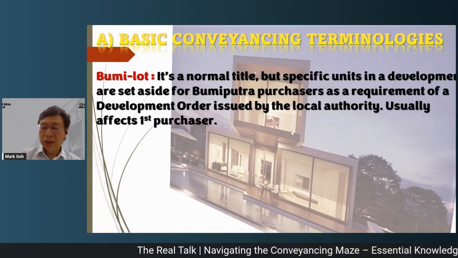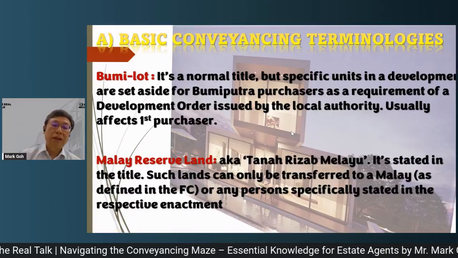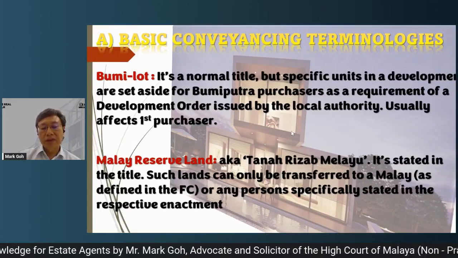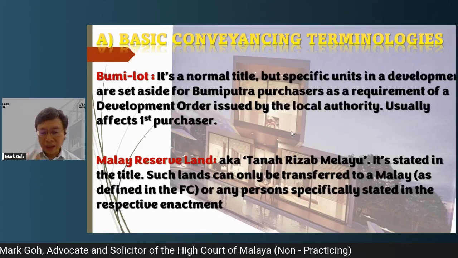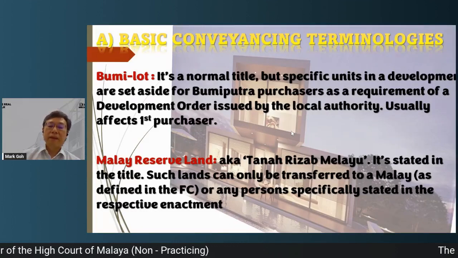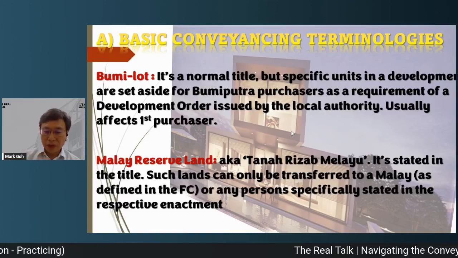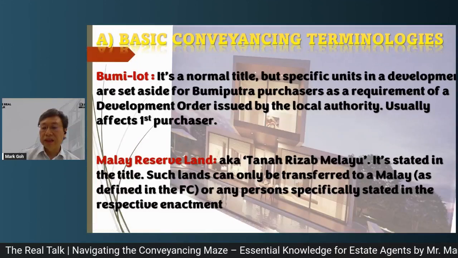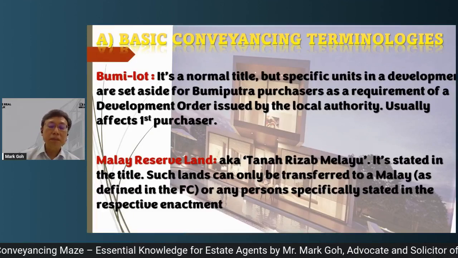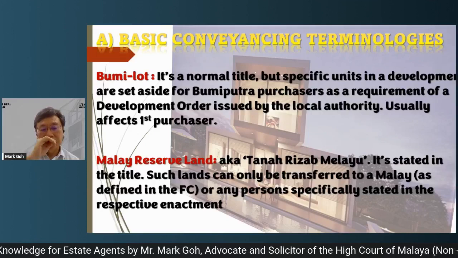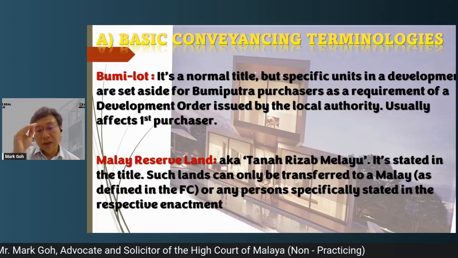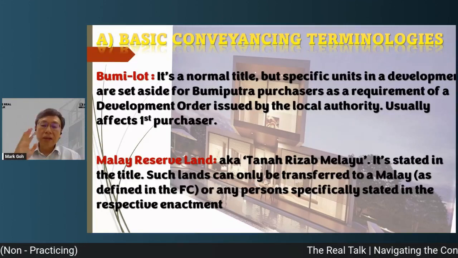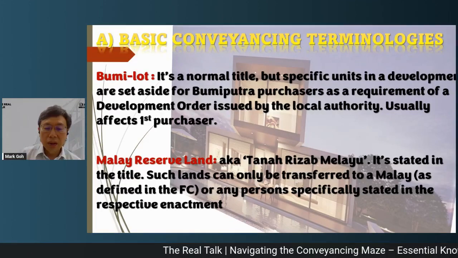If not, that's normal. Now, this is different from a Malay reserve land. Malay reserve land is called Tanah Rizab Melayu. This one, Malay reserve land, is only for the Malays. It is stated on the title. This one cannot be sold to others, right? Malay reserve land can only be transferred to Malays or any person specified in the respective enactment, because Malay reserve land is governed by specific state enactments. For example, Kelantan has a lot of Malay reserve land. They call it Tanah Rizab Melayu. The title itself will show it's a Tanah Rizab Melayu. You look at it, you know you cannot already. So Tanah Rizab Melayu can only be transferred to a Malay.